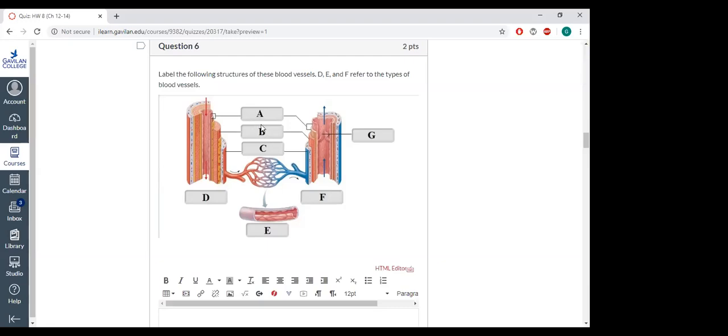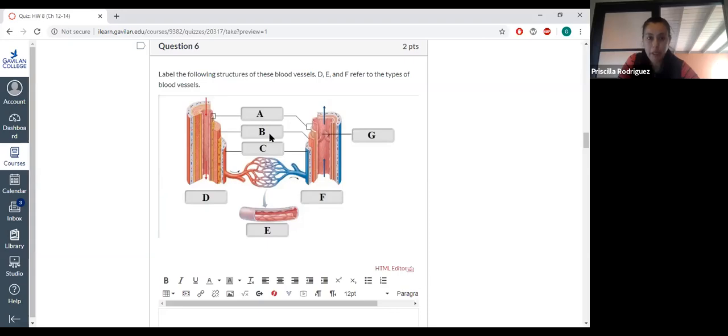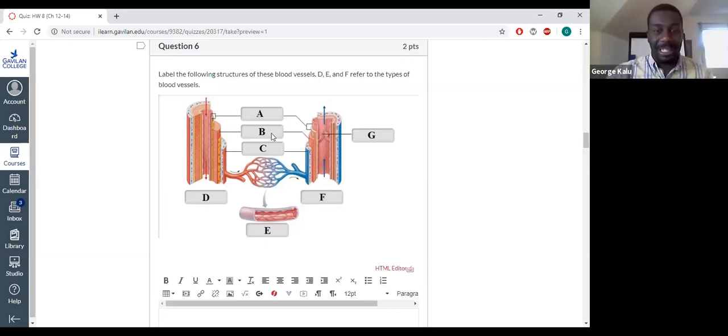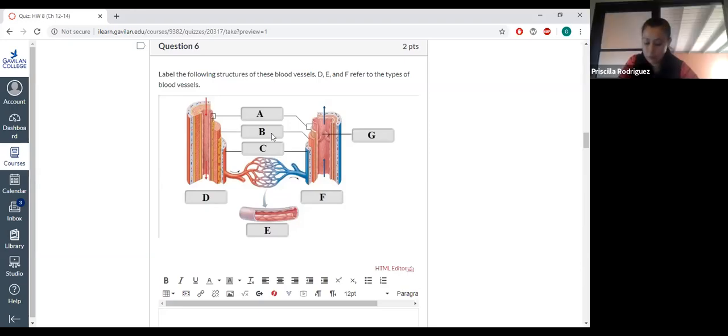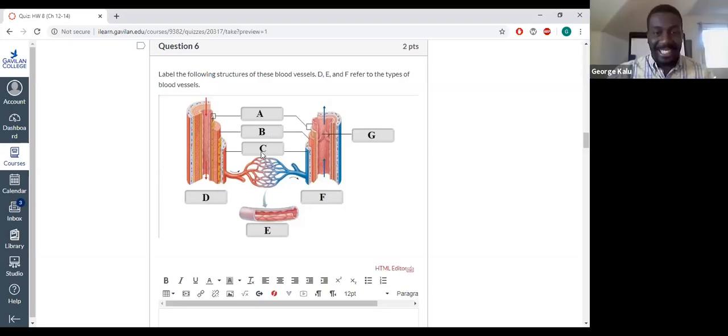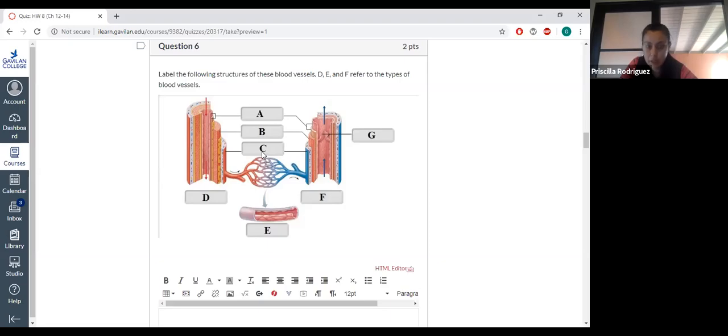So the second one, B, is what? The tunica media. Cool. And what's the tunica media made out of? Smooth muscle. Right. Exactly, connective tissue and some elastic tissue, but mostly smooth muscle here. Perfect. And letter C? The tunica externa.